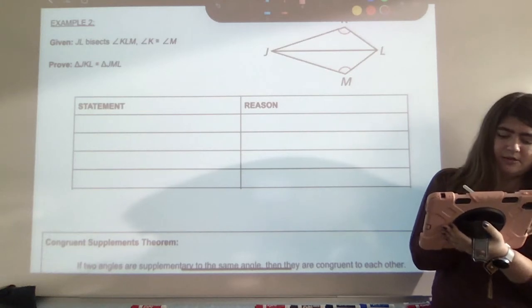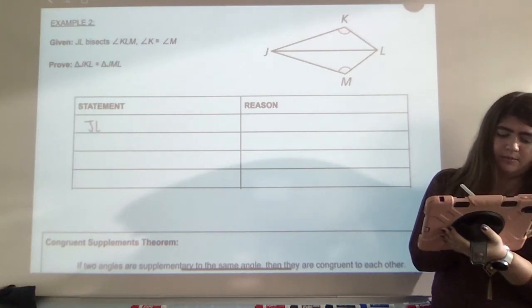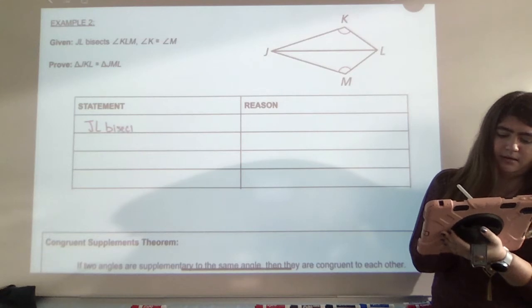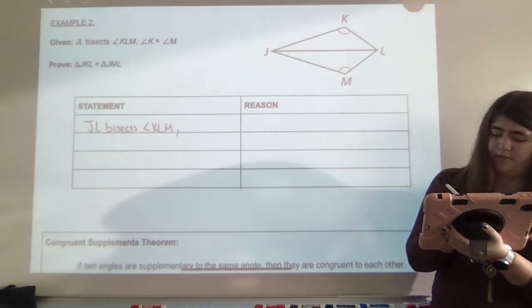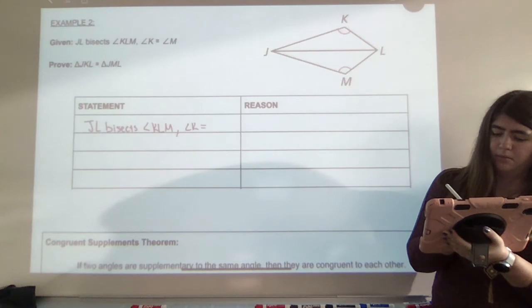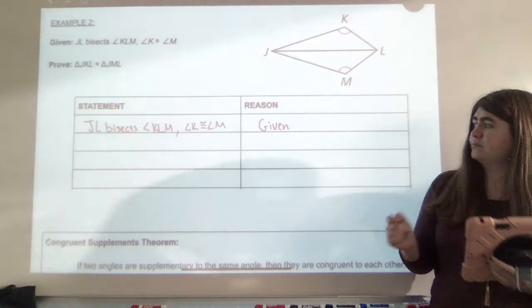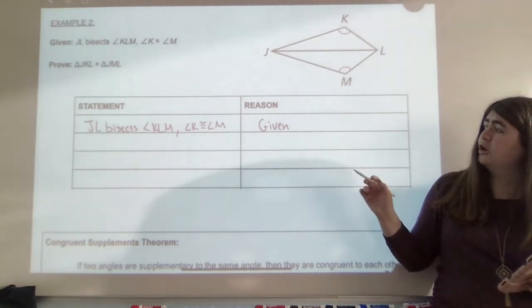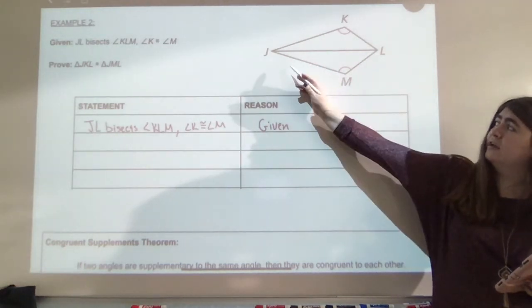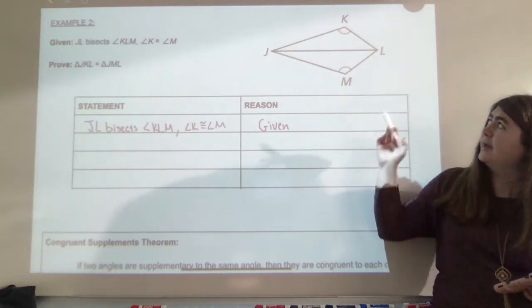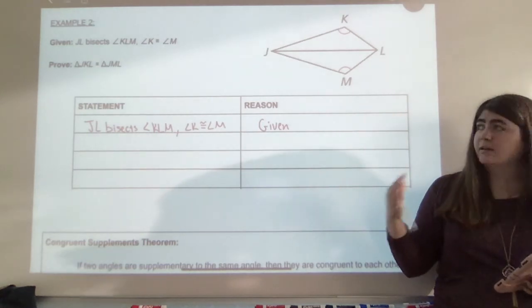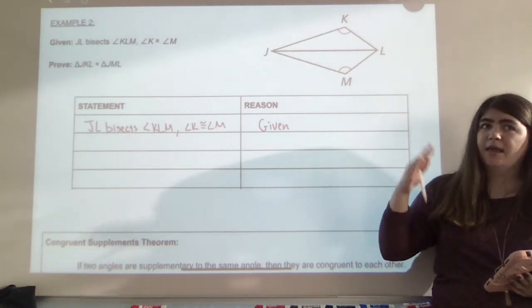I have that JL, and I'm just going to write the word bisects angle KLM, and I have angle K is congruent to angle M, and both of those things are given. Alright, so now that I know that we have this bisecting line and we have one set of angles, I need to show either that we have angle, angle, side, or angle, side, angle.